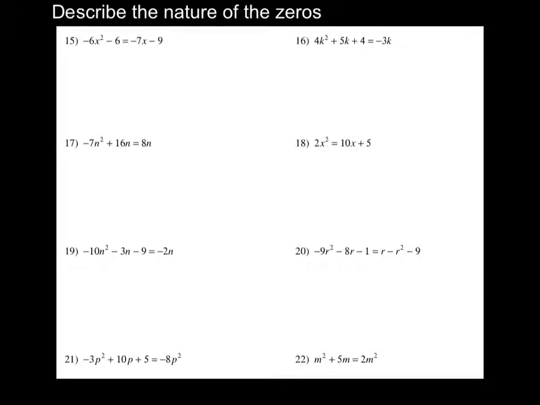Alright, for homework I want you to try out these problems. It's just describing the nature of the zeros, just like the last one. So if the discriminant is positive, you have two real zeros. And if the discriminant is negative, you have two imaginary zeros. And if the discriminant is equal to 0, you have one real zero.